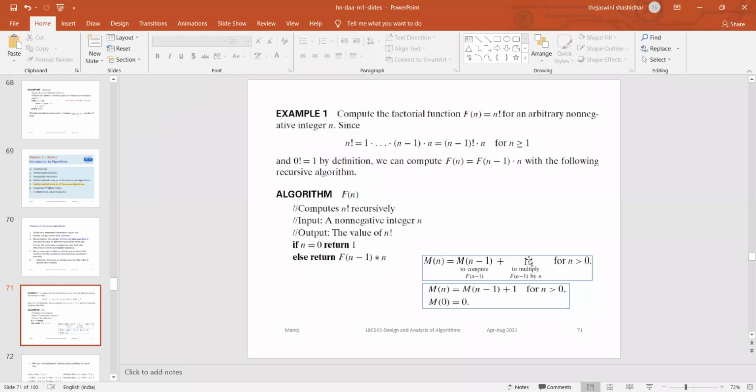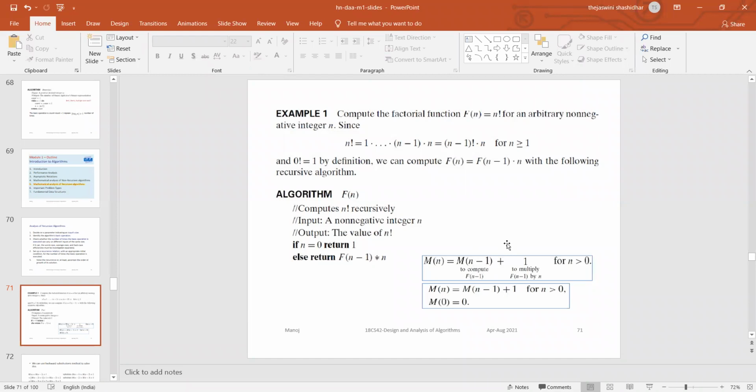Okay, so now you come to this algorithm. What is the input here? Input size is n. What is the output? It is n factorial. How many times the basic operation will be executed? That you have to find out here. So take the same thing. In place of f of n, they have written m of n. F of n minus 1, we take as m of n minus 1. Just replace f with m.